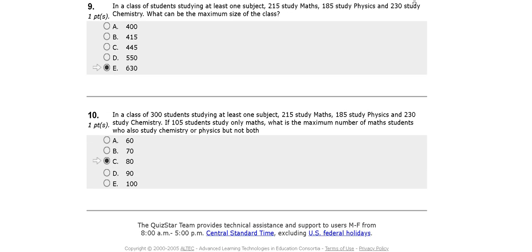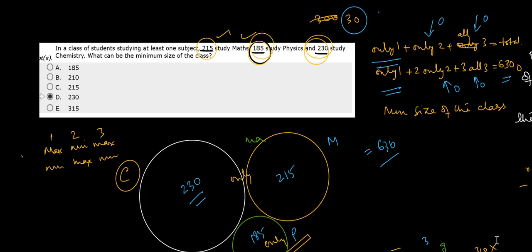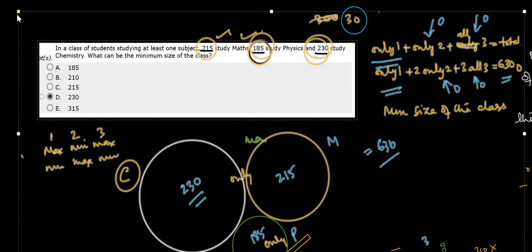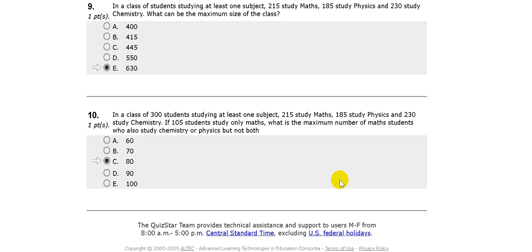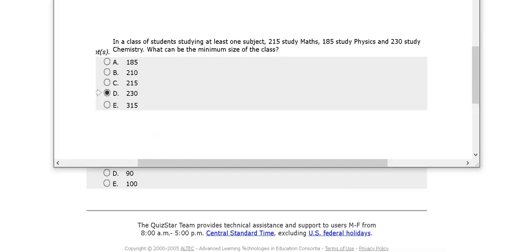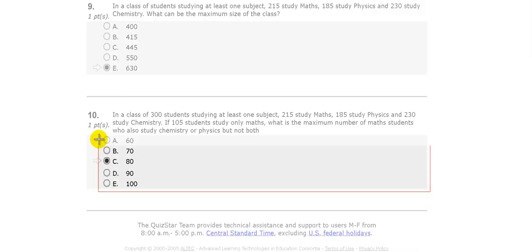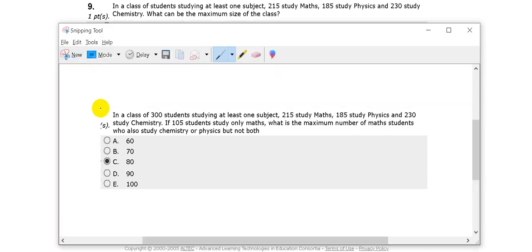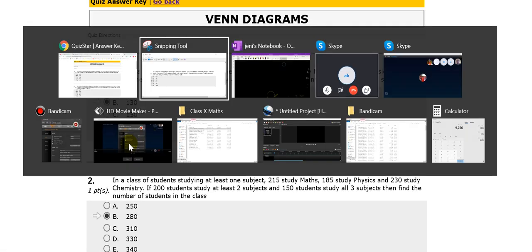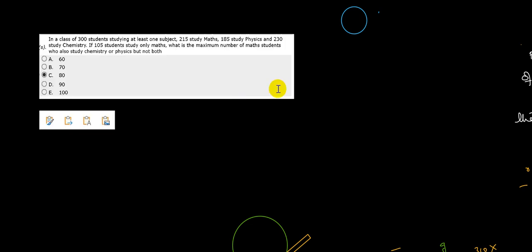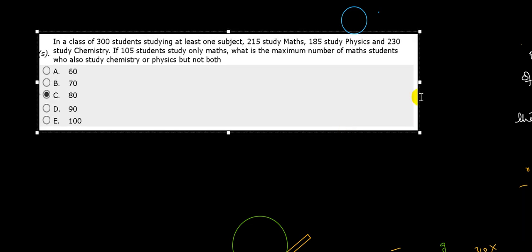So last one is: 105 students study only maths. What is the maximum number of math students who study chemistry or physics but not both? How many of you got this one? No, right? So let us look at this one. This is also a little tricky.